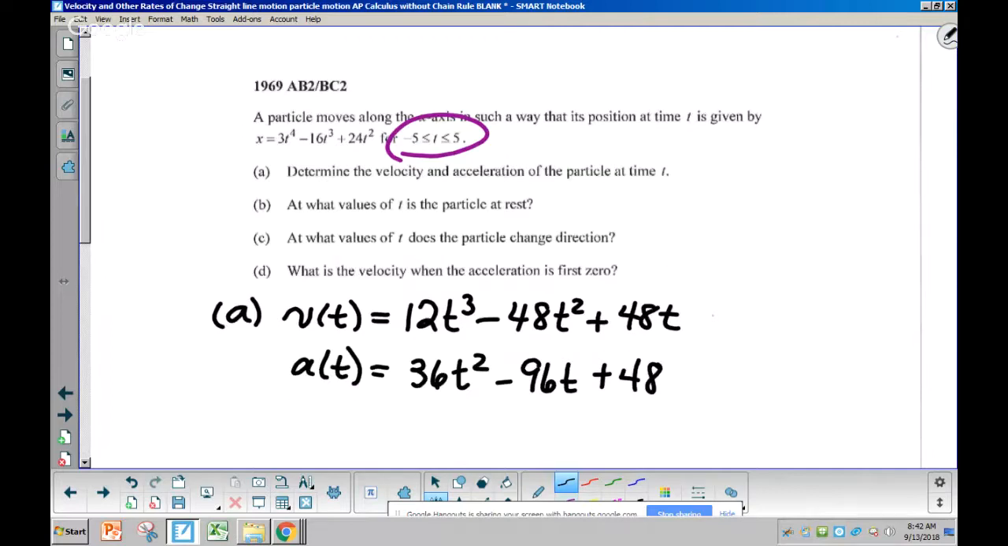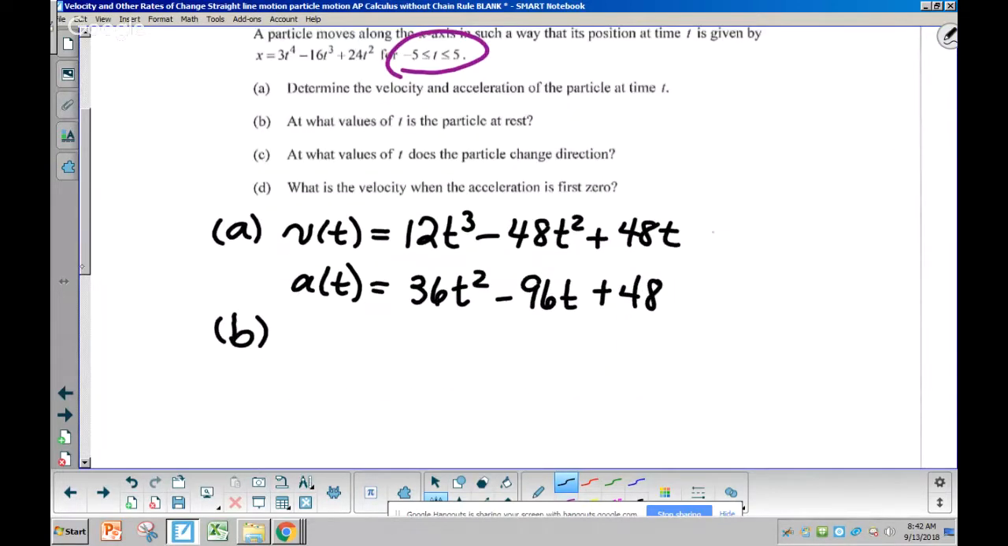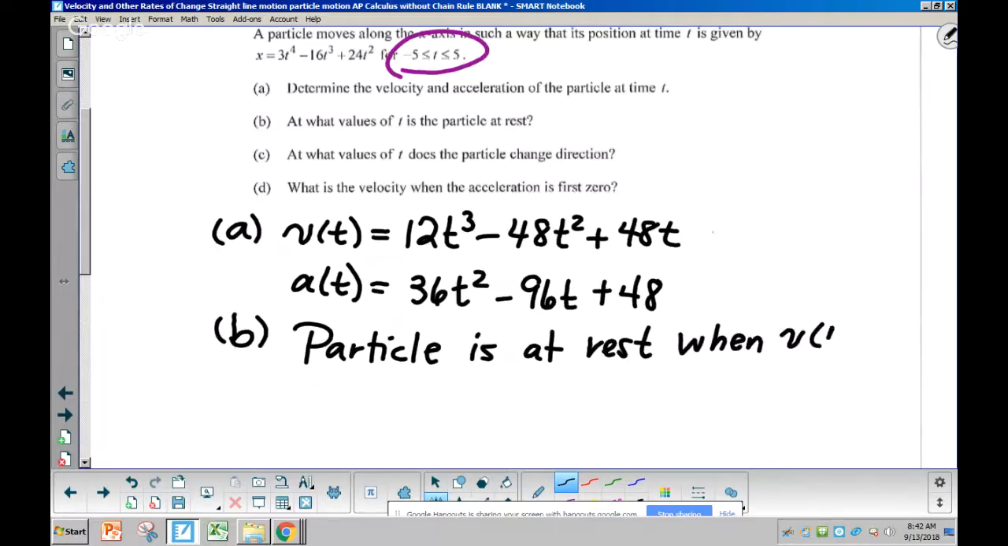All right, part B. At what values of t is the particle at rest? That means the particle isn't moving, so how do we know a particle's not moving? Velocity zero. Right, so then I summarize and say, particle is at rest when v of t is equal to 0. And there's my justification, isn't it?